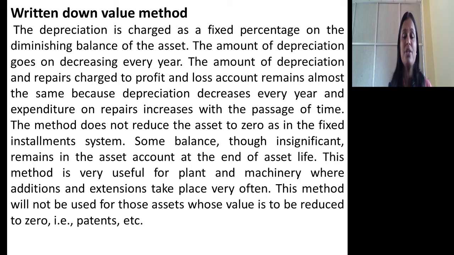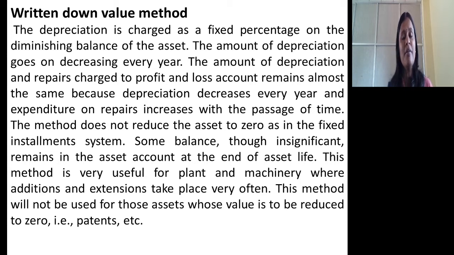The amount of depreciation goes on decreasing every year. The amount of depreciation and repairs charged to the profit and loss account remains almost the same, because depreciation decreases every year but expenditure on repairs increases with the passage of time.